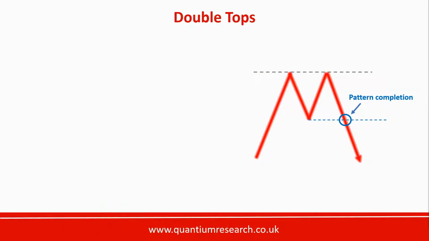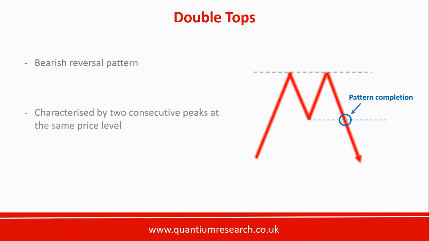So, the double top is a bearish reversal pattern. It has two consecutive peaks which form at around the same price level. There is a degree of subjectivity here. If one of the peaks is marginally higher than the other, that's okay. It can probably still be classed as a double top, but there's no exact rule as to how close the peaks have to be in terms of price level. So it's up to you to make a judgment call there.